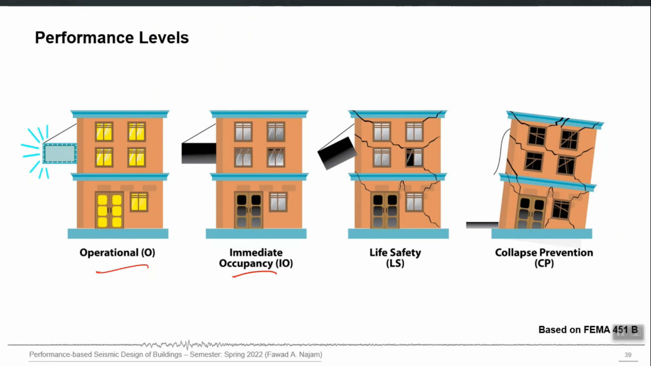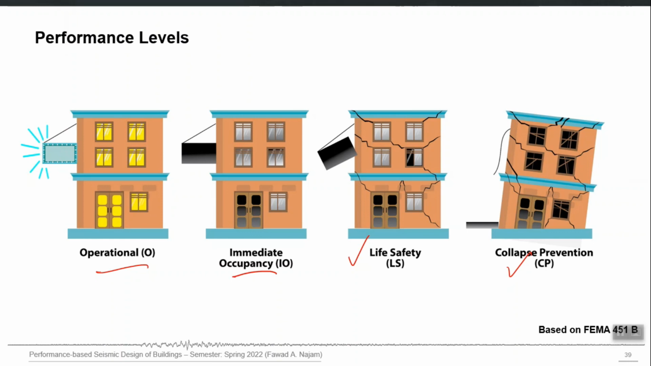Life safety means that there can be moderate damage, but there should be no loss of life, right? So the damage level is moderate. It can be repaired, right? And collapse prevention means that there can be significant damage, but the structure should at least remain standing. Collapse should be prevented. CP, collapse prevention, right? So these four are templates of performance, right?